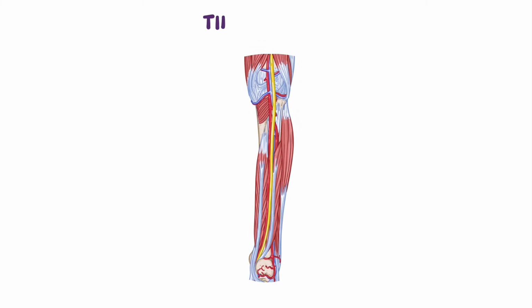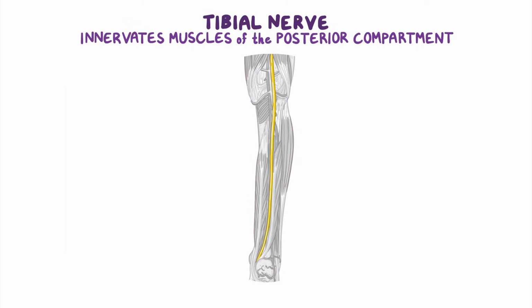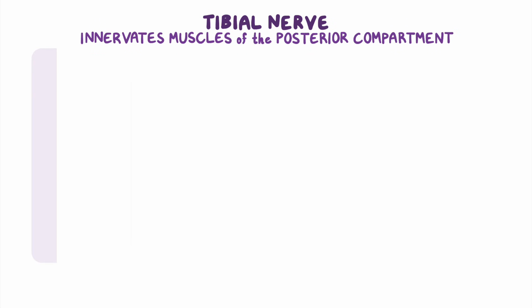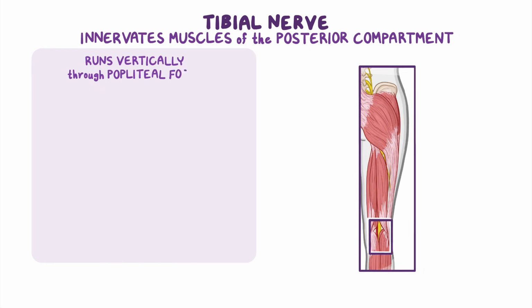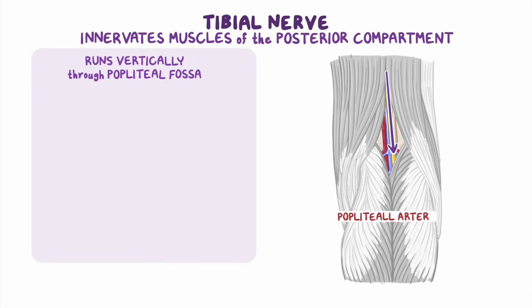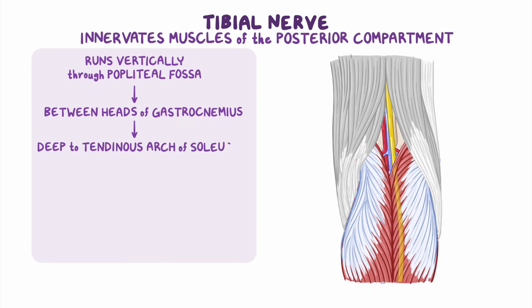Speaking of nerves, the tibial nerve is the most important as it innervates all the muscles in the posterior compartment. The tibial nerve is the larger of the 2 terminal branches of the sciatic nerve. It runs vertically through the popliteal fossa with the popliteal artery, passing between the heads of the gastrocnemius deep to the tendinous arch of the soleus.